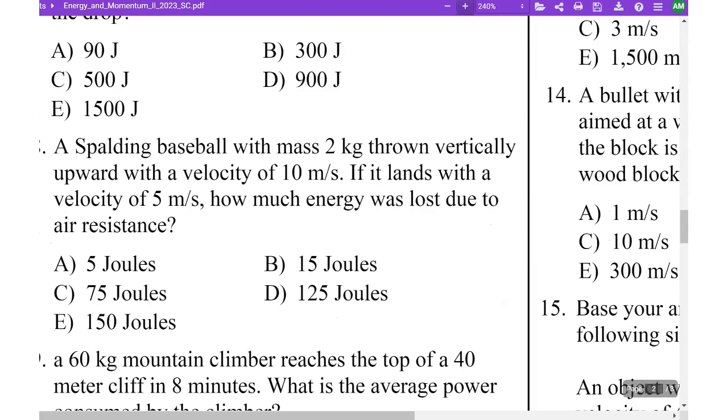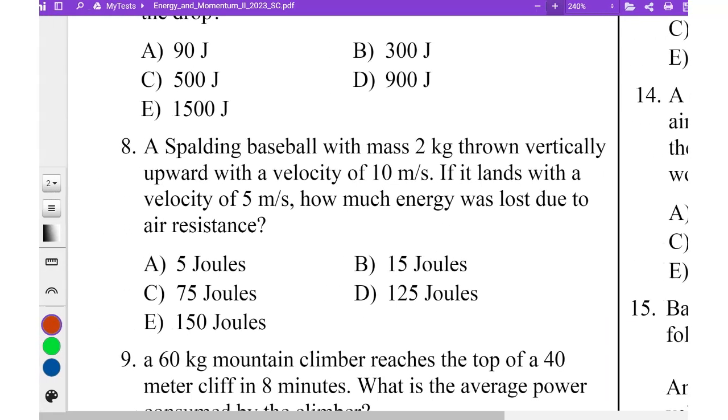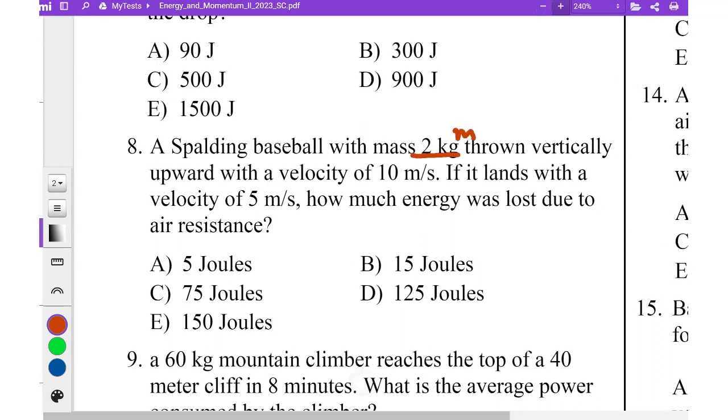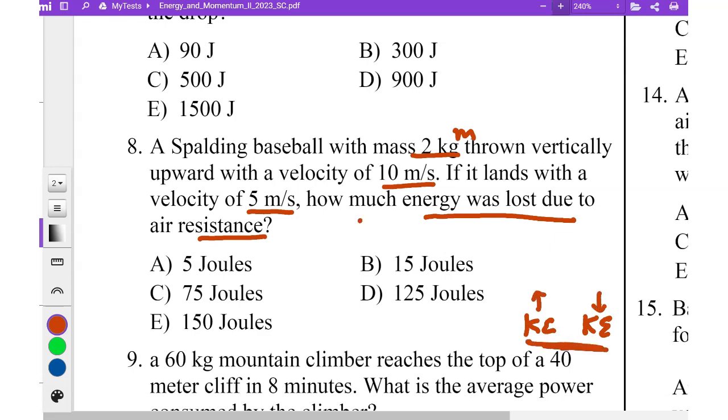Here's the next question that the last period asked me about a Spalding baseball that had a mass of 2 kilograms. It's thrown upward at 10 meters per second, and it lands at only 5. How come it lands at only 5? How come it doesn't have the same velocity when it comes down? Well, I should say same speed, because it lost energy. Well, what kind of energy did it have when it was thrown up? Only KE. What kind of energy does it have at the bottom? Only KE. Why are they different? Well, because of the energy lost due to air resistance.